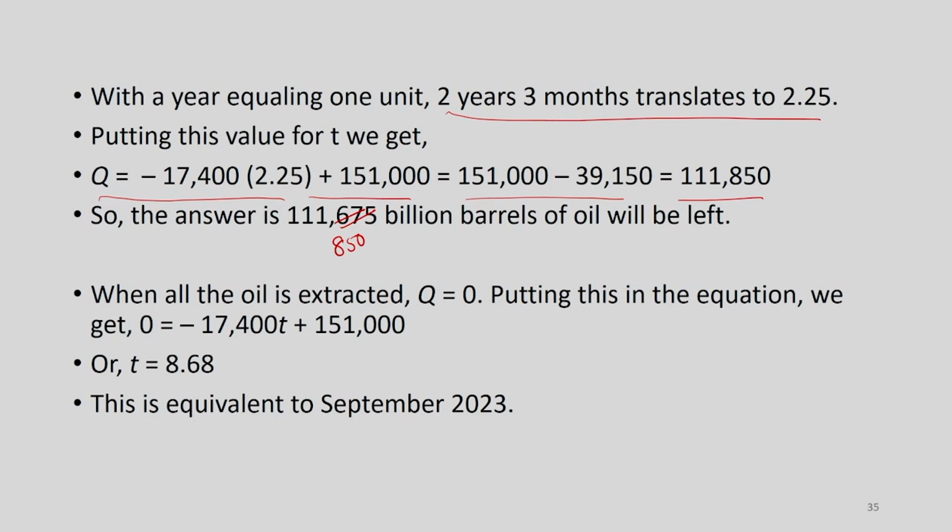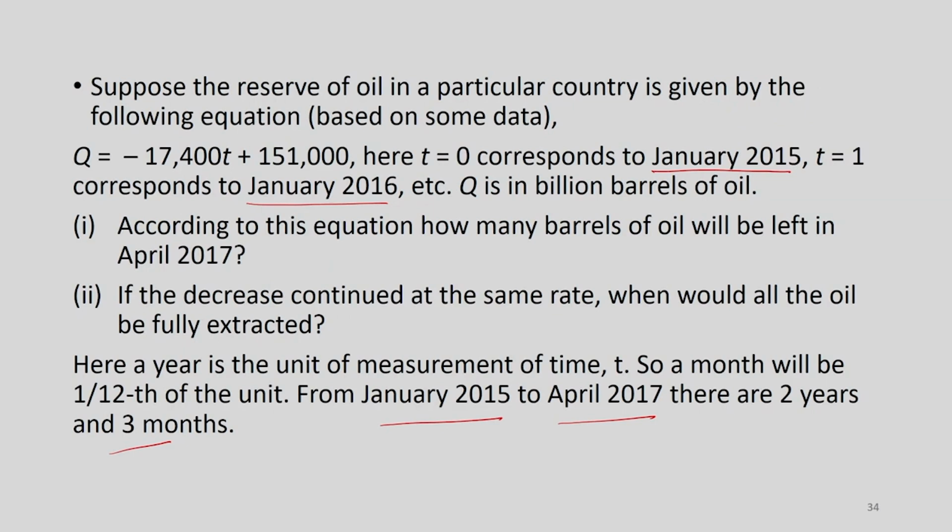There is a second part to this. If the decrease continued at the same rate, when would all the oil be fully extracted? Decrease means, you can see that Q is going down. That means more and more oil is being extracted. So, the reserve is going down. If it continues like this, then at some point obviously all the reserves will be extracted. Then the question is, at what time will this happen?